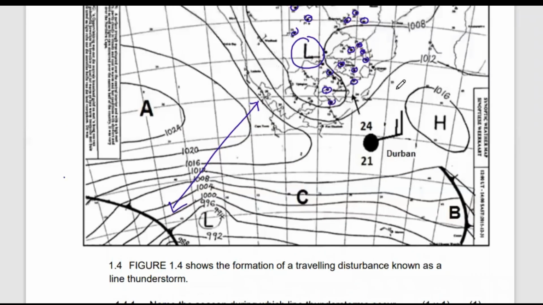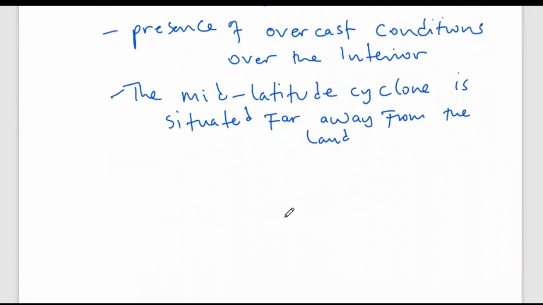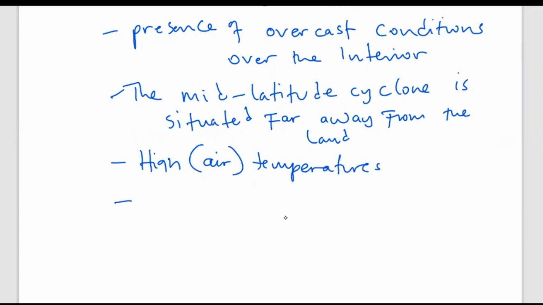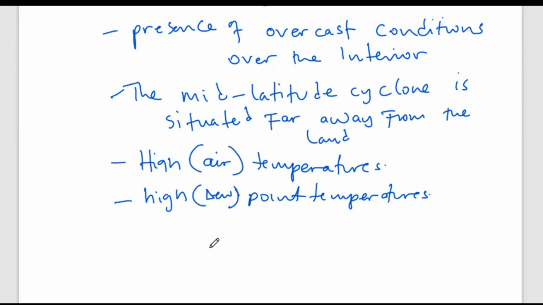Another evidence, we can as well use the station model for Durban. If you check on this station model, look at the air temperatures, way high, the dew point temperatures. See, so high temperatures also does indicate that we are in summer season, right? Let's say high air temperatures, and also high dew point temperature. Remember, this is common in summer season. All right.